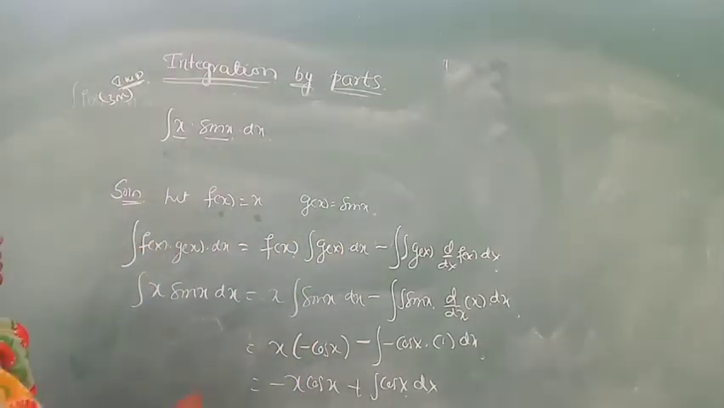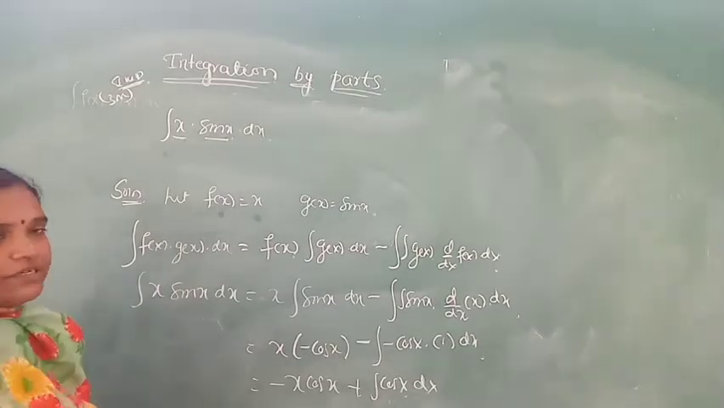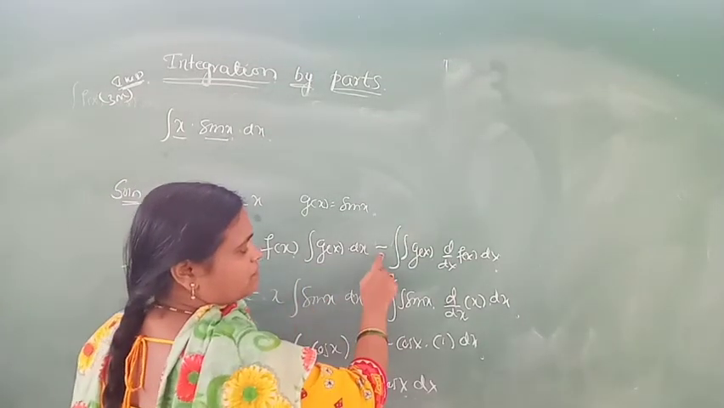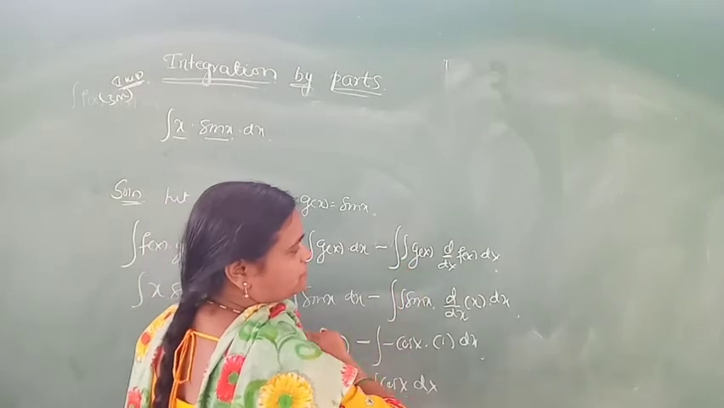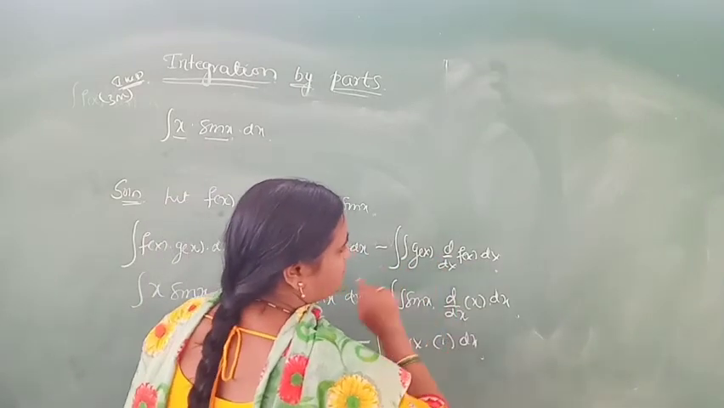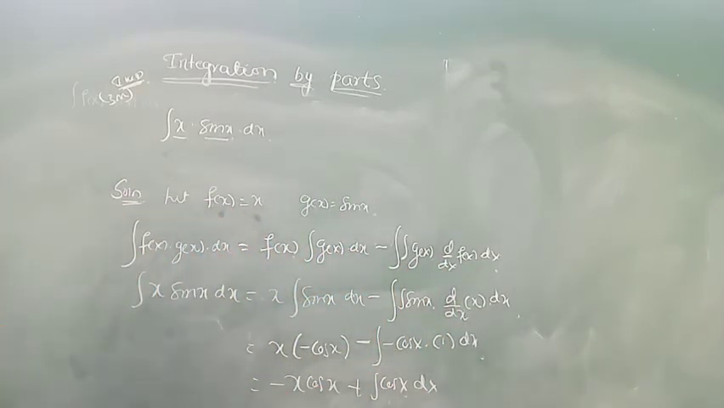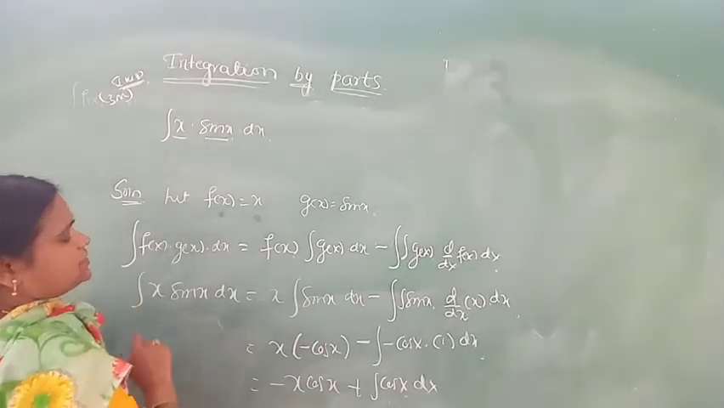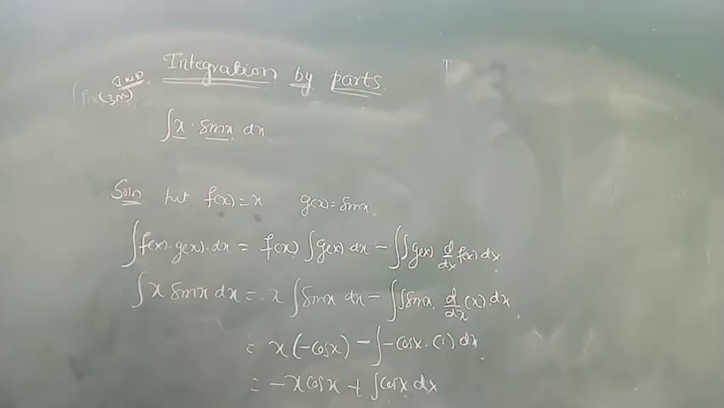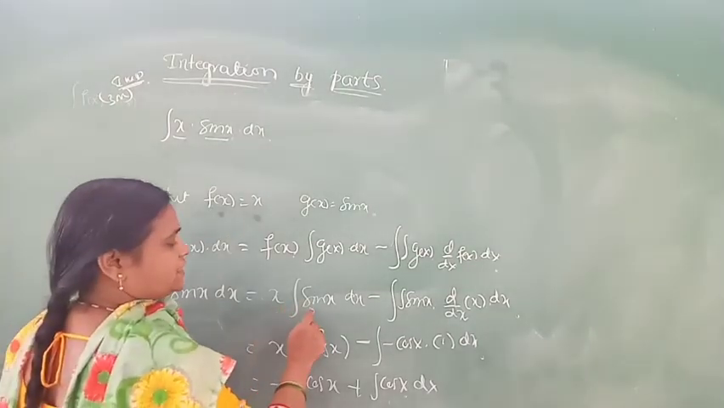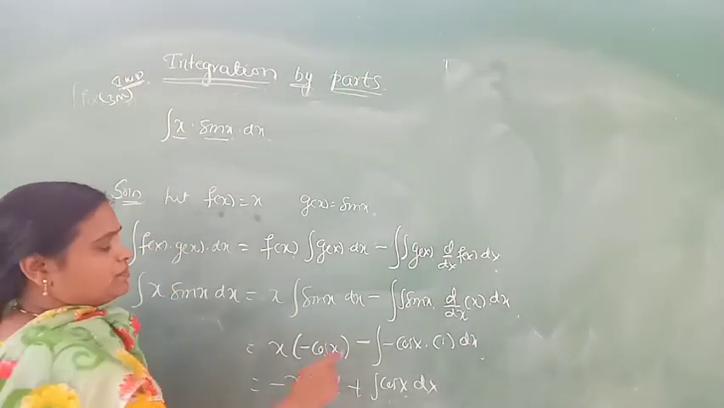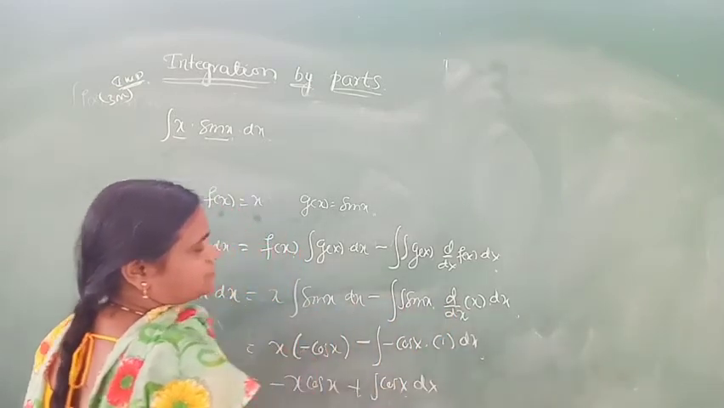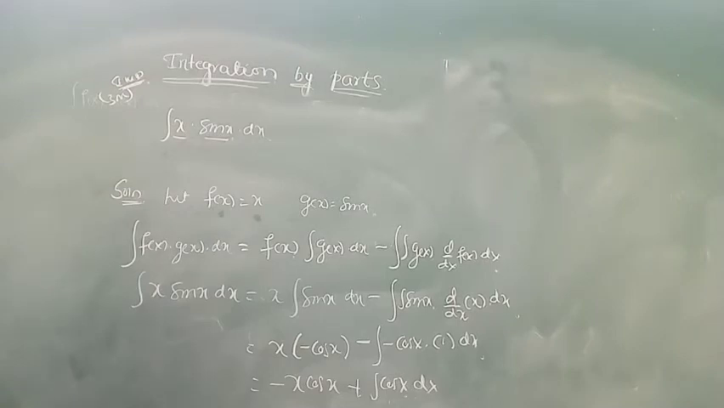Apply the formula. Integration of f of x g of x is f of x times integration of g of x, minus integration of [integration of g of x times d by dx of f of x] with respect to x. Therefore, integration of x sin x is x integration of sin x minus integration of [integration of sin x times d by dx of x] with respect to x.